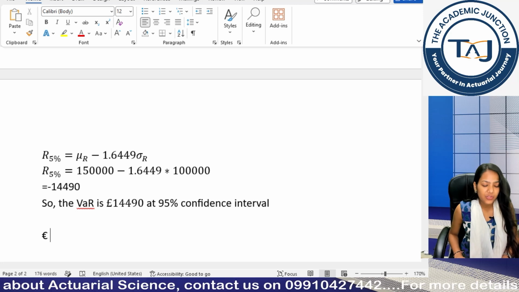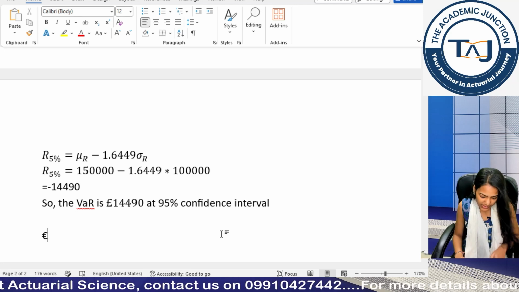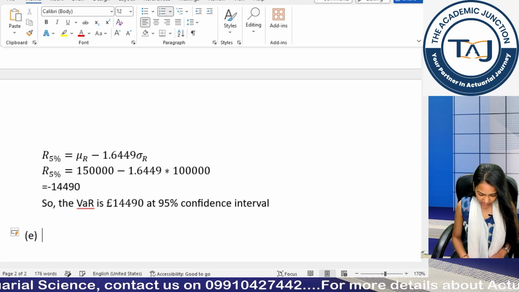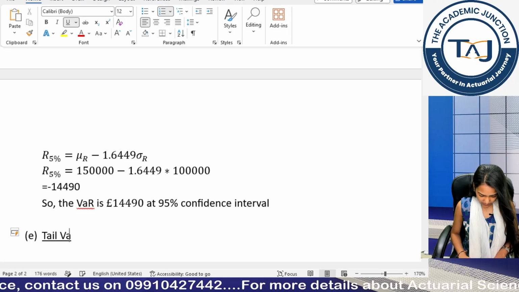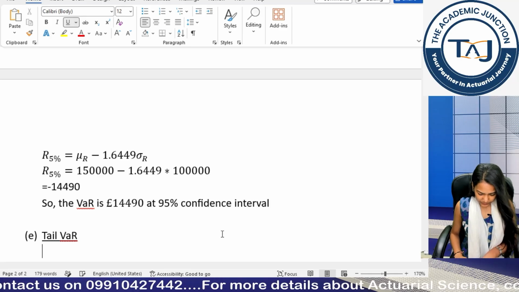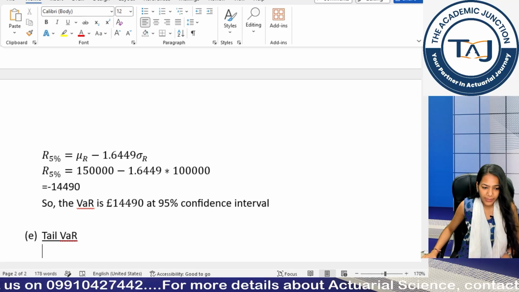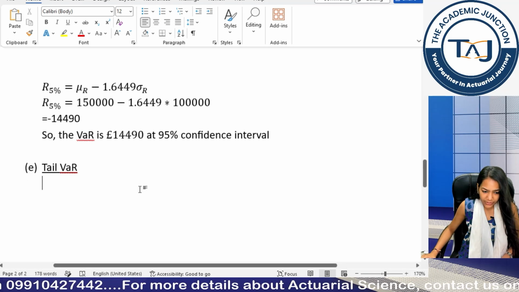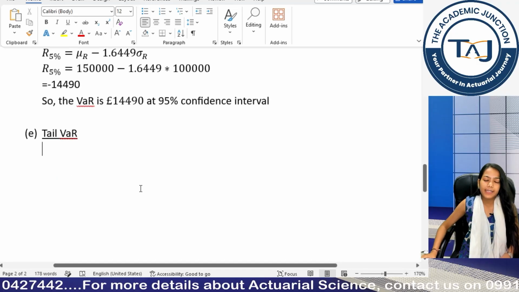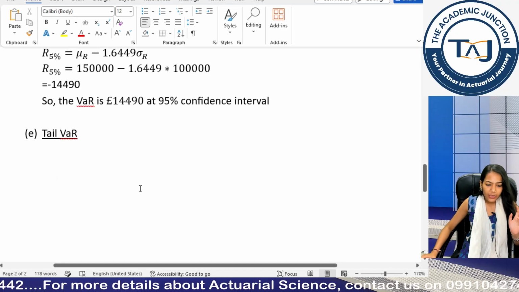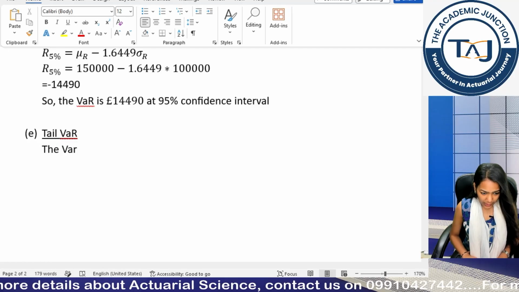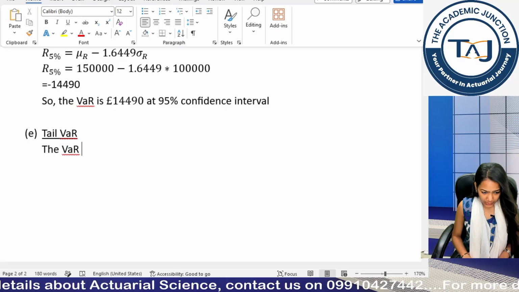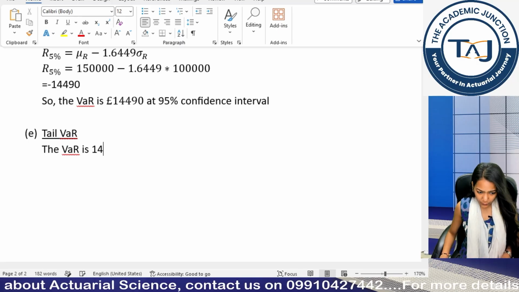Again the E sign changes to this, so what I will do is control Z, it changes to this, control U, I have to use tail VAR. In the last part I have to calculate the tail VAR and check if it is exceeding the conditional VAR as well. Okay, so let's do it. The VAR is 14490.